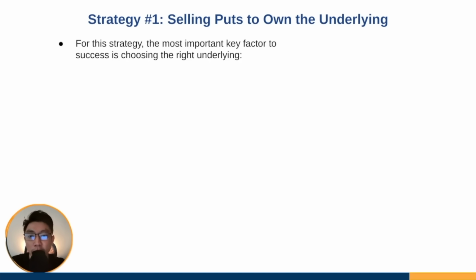So let's start off with the very first strategy. Strategy number 1 is to sell puts to own the underlying. For this strategy, the most important key factor to success is choosing the right underlying.